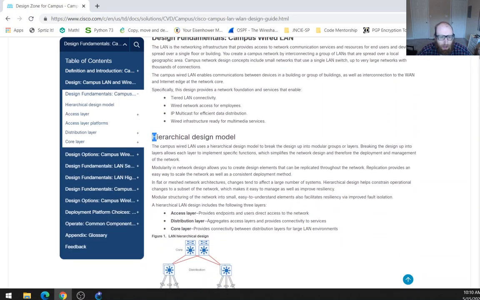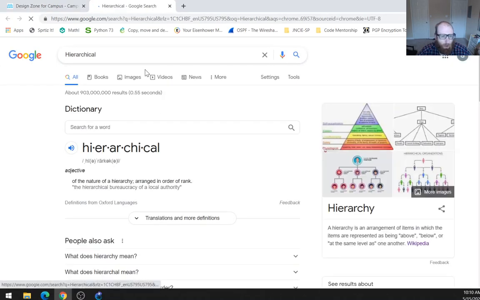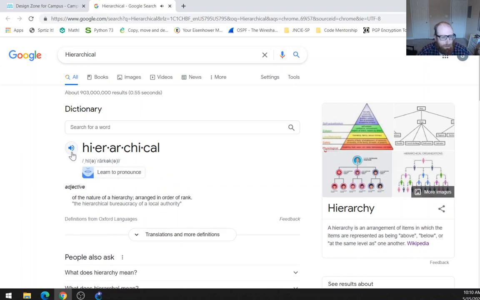Okay, hierarchical. I think it's hierarchical. Yeah, hierarchical. It's hard to pronounce because you have to say it with a hard k sound, which is difficult to say.